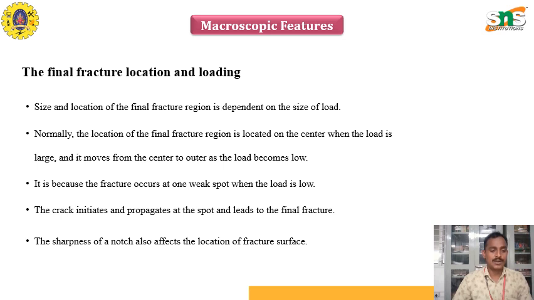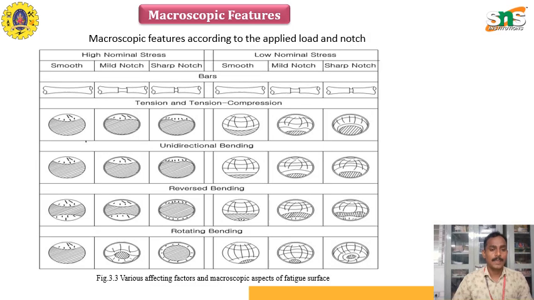The sharpness of the notches also affects the location of the fracture surface. The macroscopic features occur according to the applied loads and notches. Let us take smooth, mild, and sharp notches. These show the first region, second region, and third region of the failure sample, and the visual affecting factors.